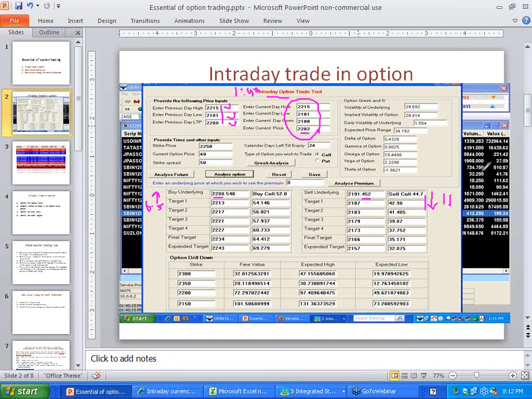Now use your logical thinking in this process. I am 6 rupees away from the uptrend and 11 rupees away from the downtrend. So this says I have a greater probability of entering the uptrend trade.